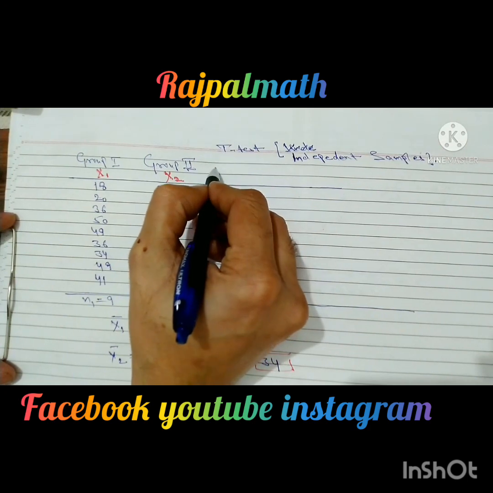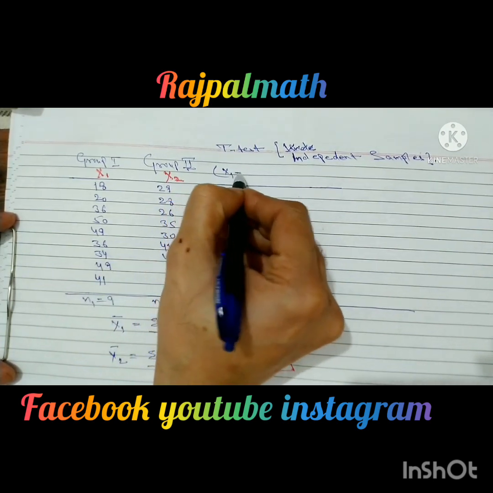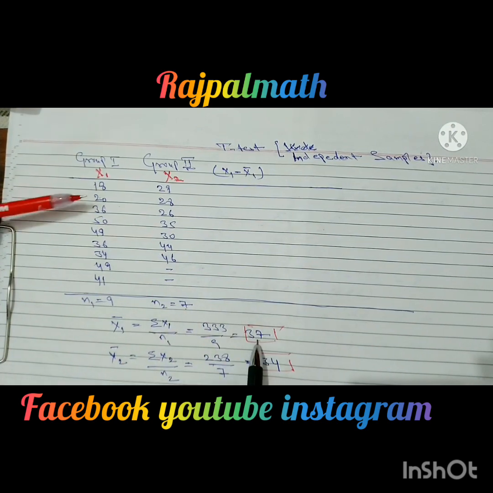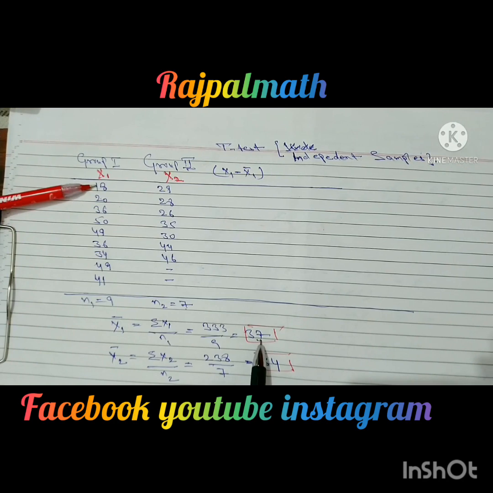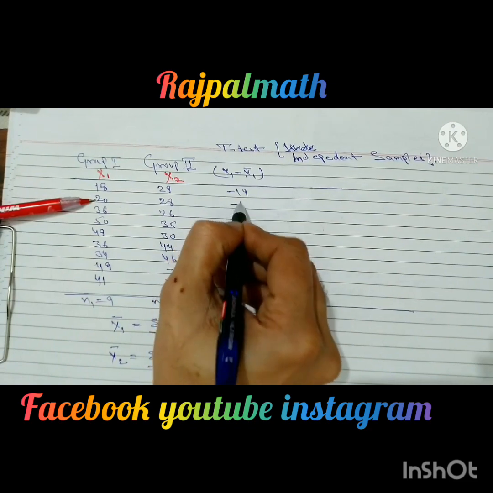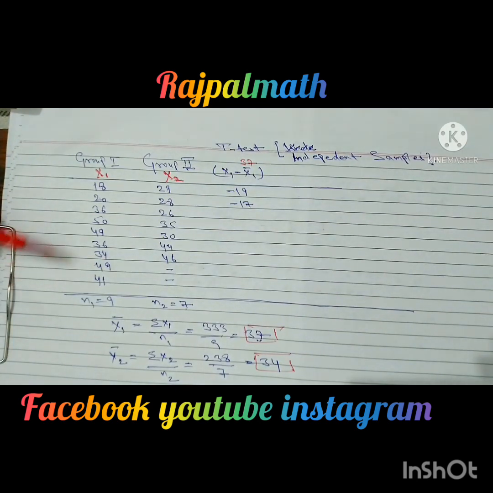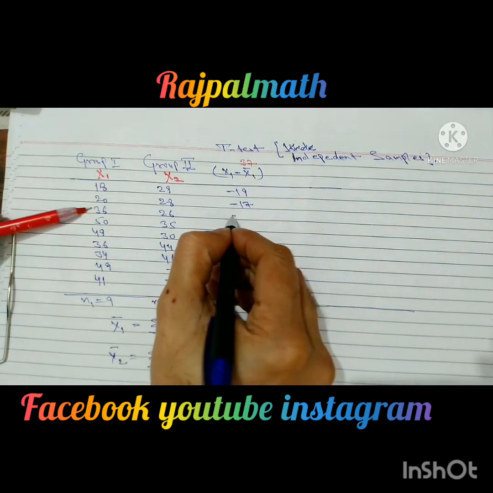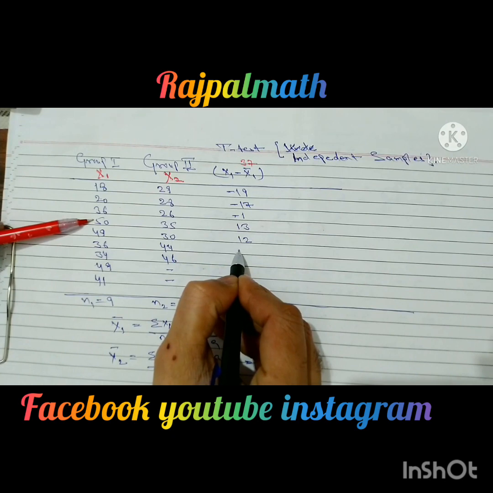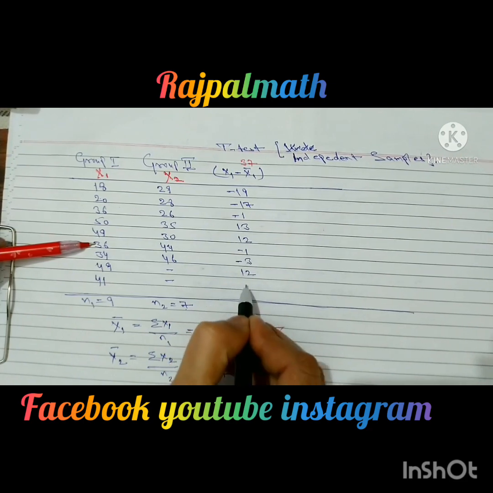So next, calculate deviation from mean. Elements of x1 minus 37. 18 minus 37 is minus 19. 20 minus 37 is minus 17. Here x1 dash is 37. 36 minus 37 is minus 1, 50 minus 37 is 13, 12, then minus 1, 36 minus 37 is minus 1, 12, and 4.